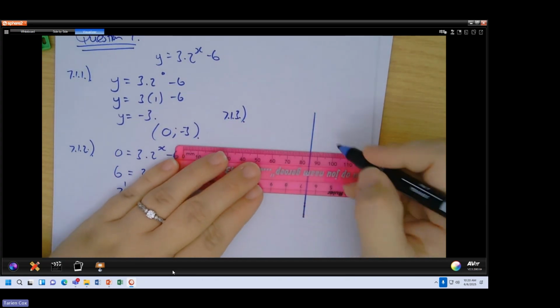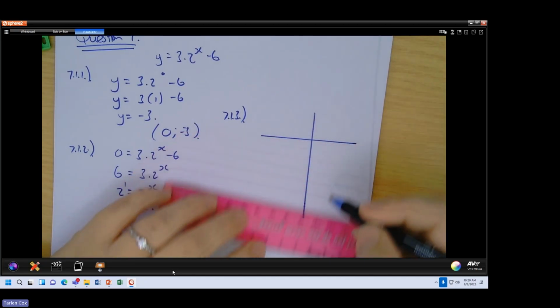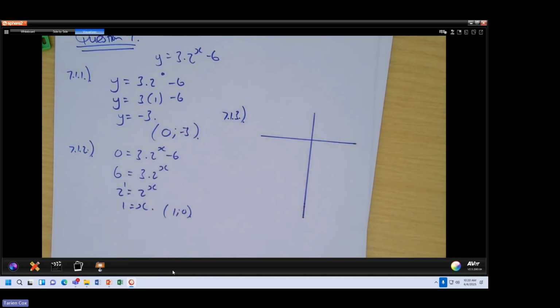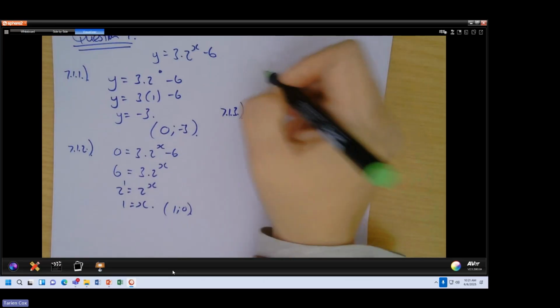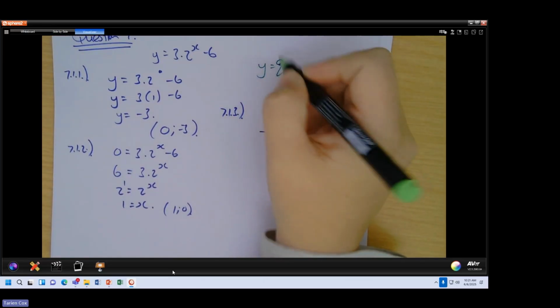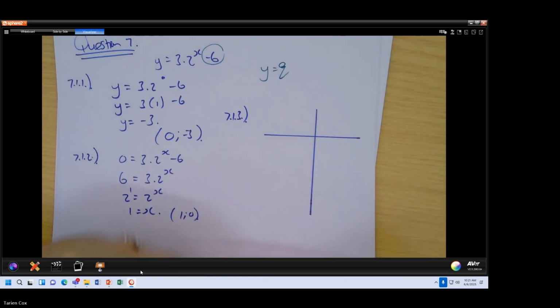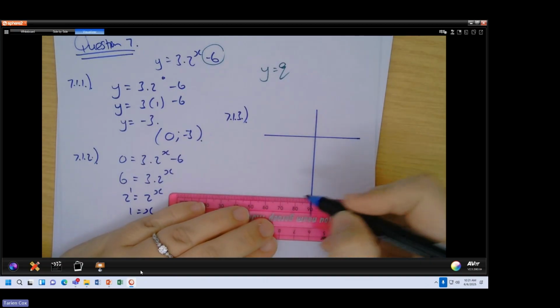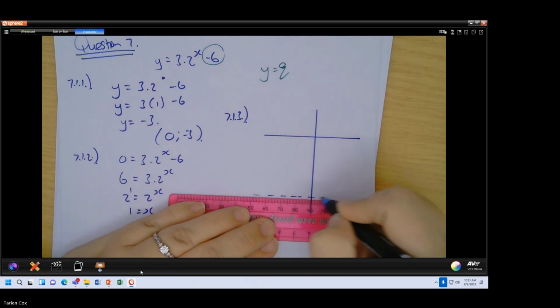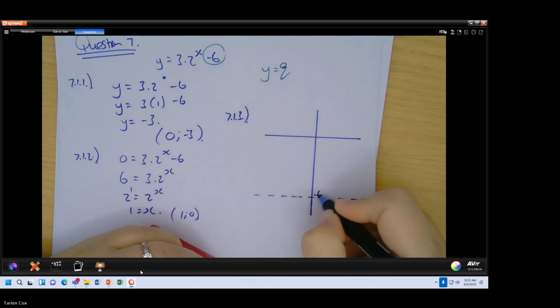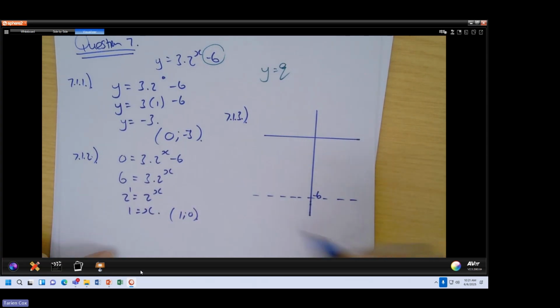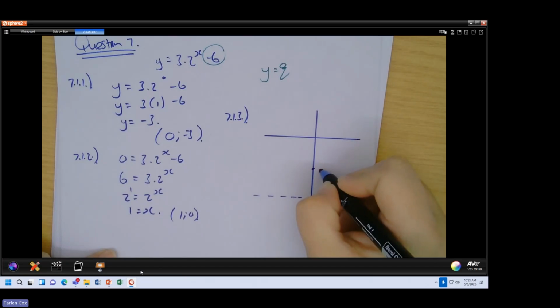And we've got the x-axis, and we need to do the following. Remember, we said that an exponential equation has one asymptote, and that asymptote is y equals q, which means I will have an asymptote at -6. So we'll make our asymptote -6. And then we've got our y-intercept here at -3.